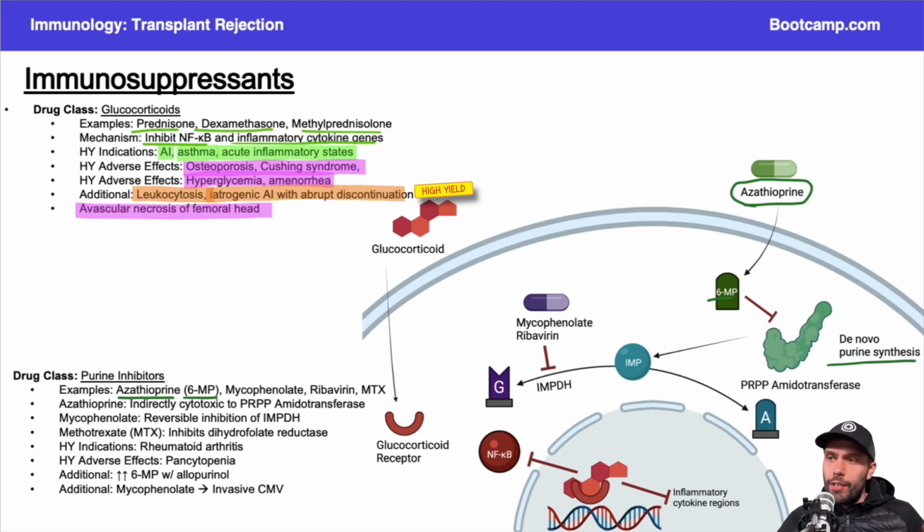And we'll go into this in more detail in the biochemistry. But the enzyme here is PRPP aminotransferase, right? This is the rate-limiting step in de novo purine synthesis. Again, when I'm saying purine synthesis, I'm talking about the synthesis of the building blocks of DNA. That's what we're talking about.